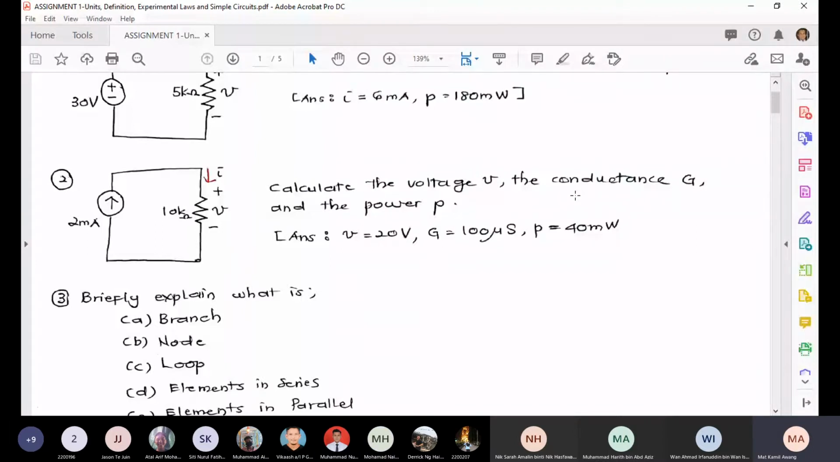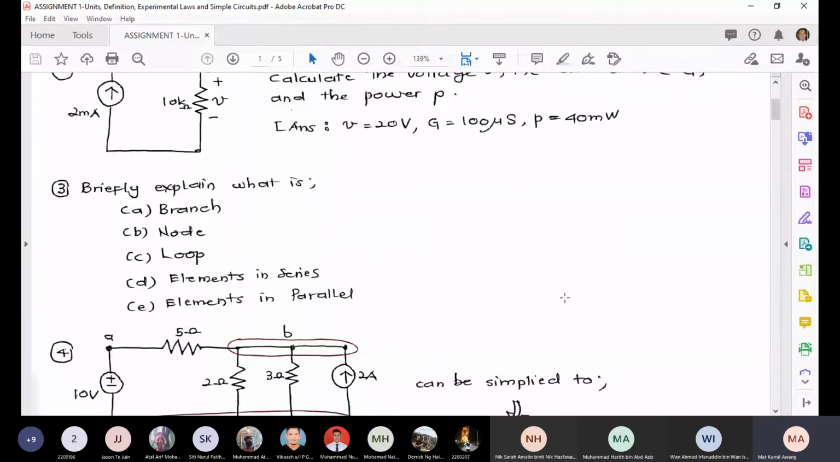What is the power? Power is IV. I is 2 milliamps times V 20 volts. So you get 40 milliwatts. Okay, simple.